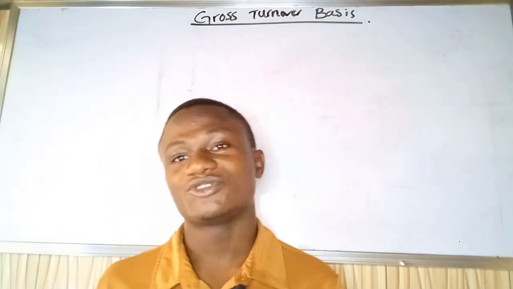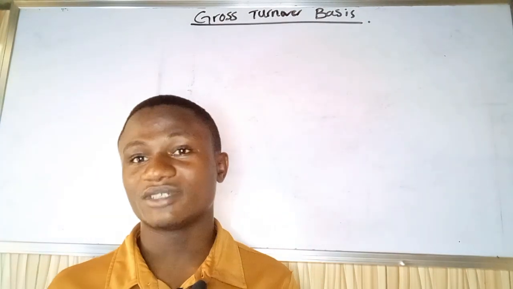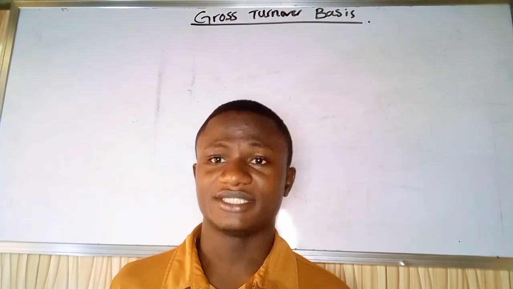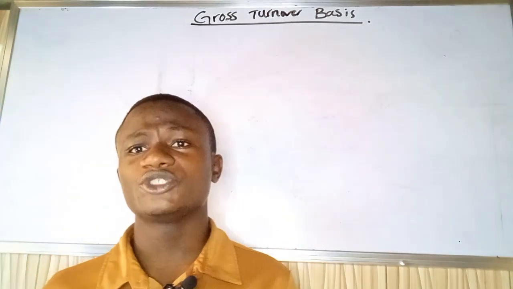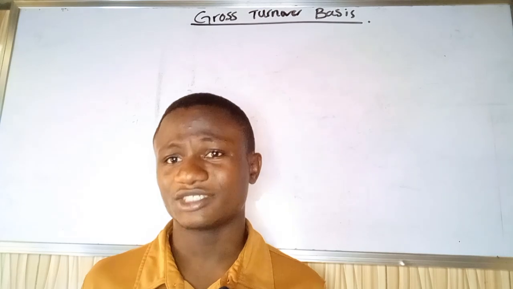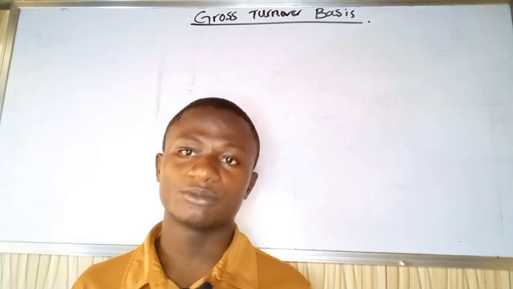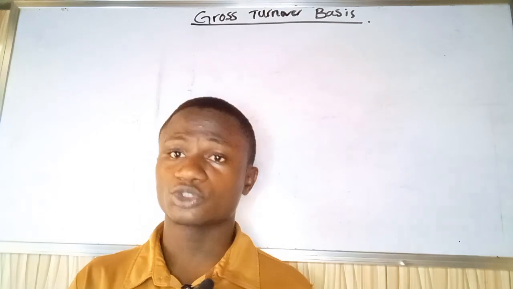So in today's class, we'll be doing how to calculate CIT using the gross turnover basis. So the question is, why do we use gross turnover basis to calculate CIT? We all know that CIT is meant to be applied on the profit of a company. But how come we use the gross turnover?